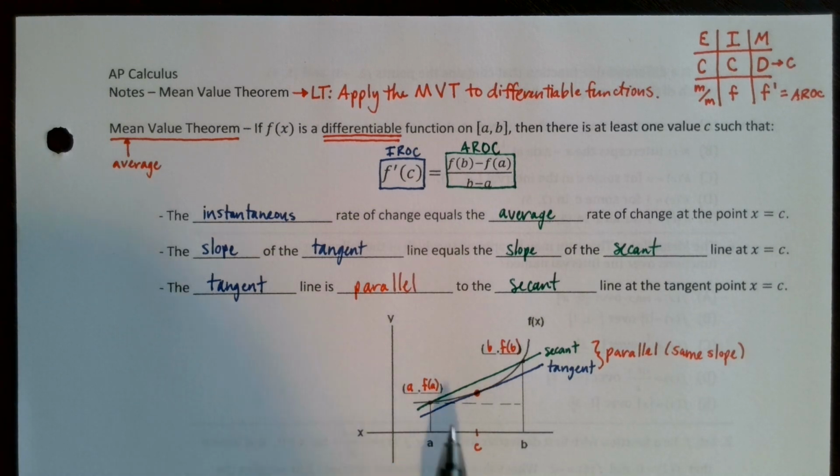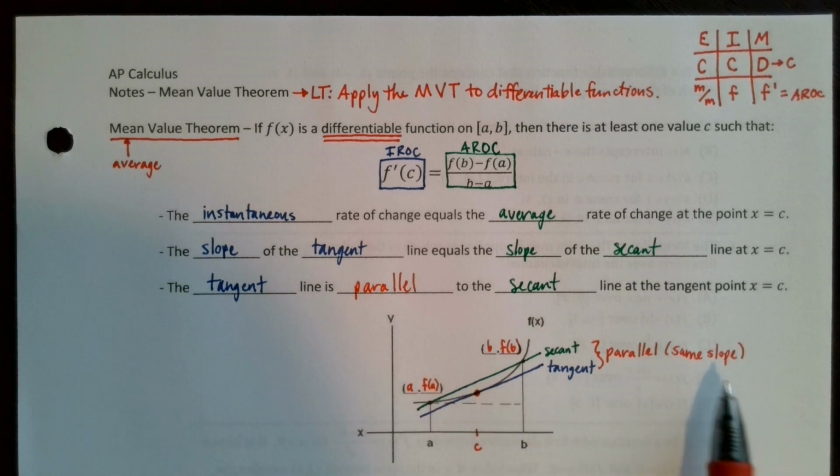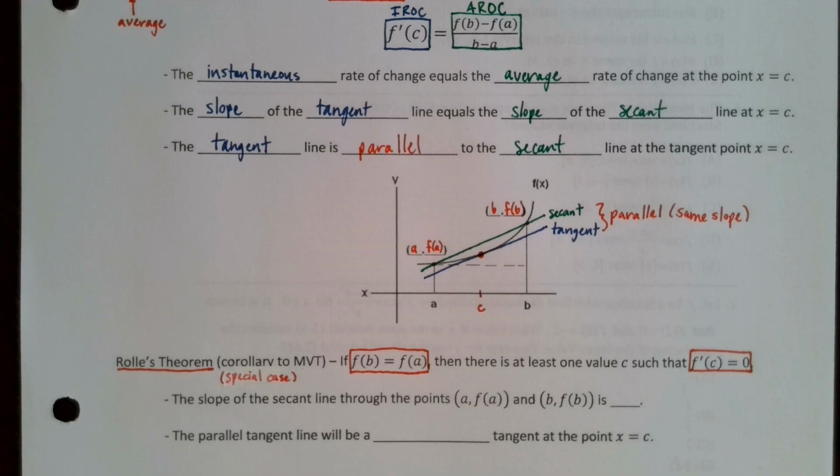Our last line here just summarizes what we saw in our graph. The tangent line is parallel to the secant line because they have the same slope. Right below our graph, we see we have something called Rolle's theorem, which is called a corollary to the MVT. Corollary is just a fancy word for saying it's an addition or it's a special case of the MVT. And the special case is when the function values at A and B are equal. If that's true, then there's at least one value c such that the derivative, or the instantaneous rate of change, is equal to 0.